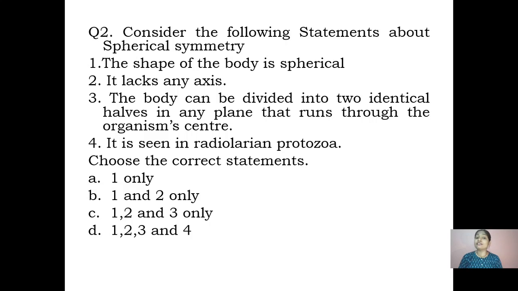Yes, only if the planes are passing through the organism's center, we tend to get two equal halves or identical halves. And the example is seen in radiolarian protozoa. Yes, radiolarian protozoa is an example for spherical symmetry. So all the four options are correct. So the obvious answer is 1, 2, 3, and 4, all of the above.